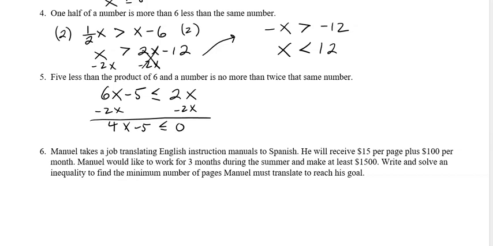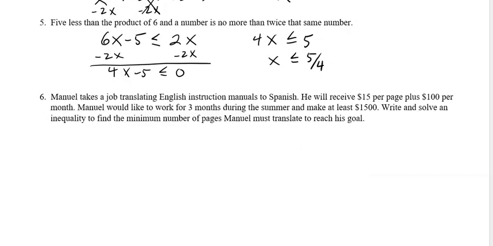And then you could add 5. And then divide by 4. And then you could stay away from dividing by a negative, which means you'd have to reverse the inequality. Okay.